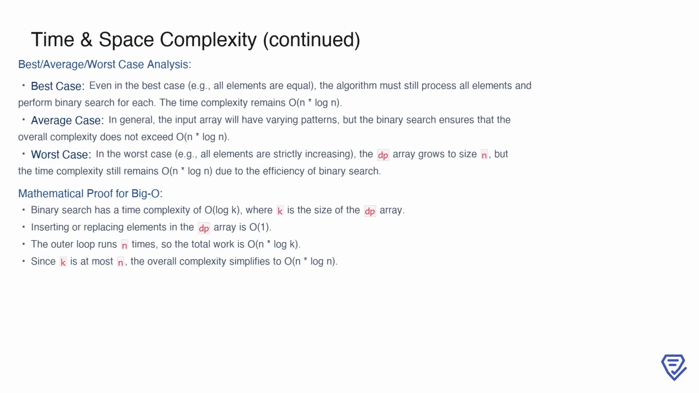However, due to the efficiency of binary search, the time complexity still remains O(n log n). To mathematically prove this big O bound, note that binary search operates in O(log k), where k is the size of the DP array, and inserting or replacing elements in the DP array is O(1). Since the outer loop runs n times, the total work performed is O(n log k). With k being at most n, this simplifies to O(n log n), confirming the algorithm's efficiency.